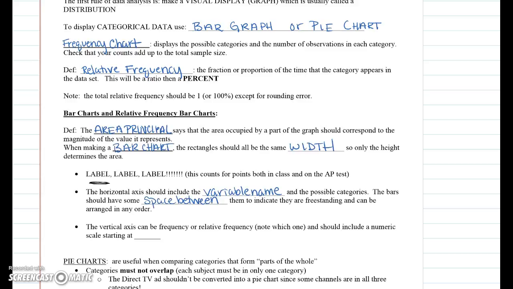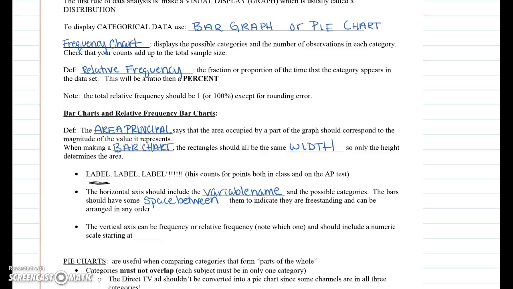So let's talk about how to actually make the bar graph. The one most important thing that you do is that when you make the bars, all of the bars are the same width. So that's the area principle. You want only the height to change the representation of how many things are in that category. So every bar should have the same width. And if you're using pictures or little symbols to represent something, all those little symbols need to be the exact same size. So it's only that height that is the difference.